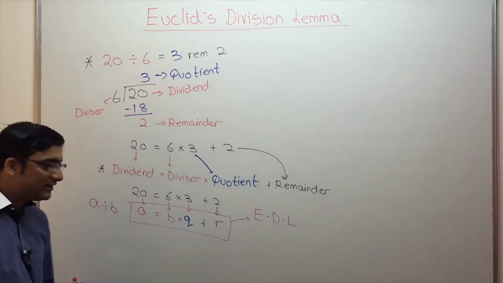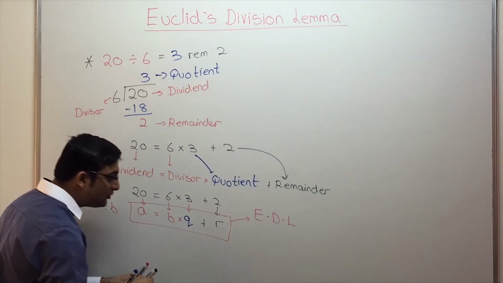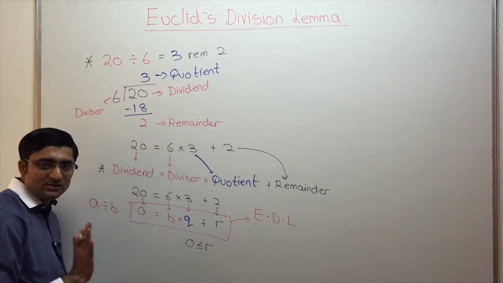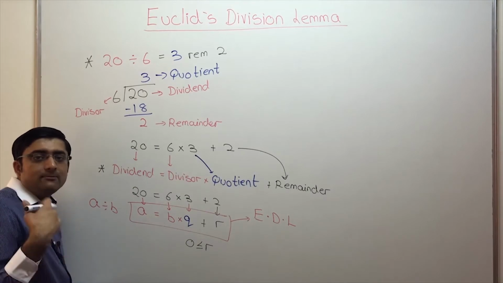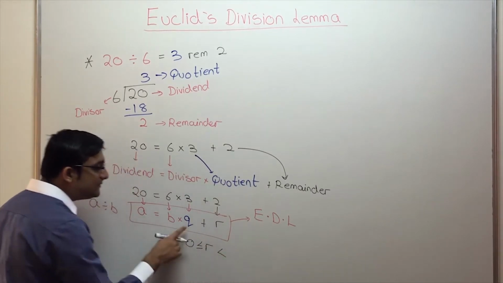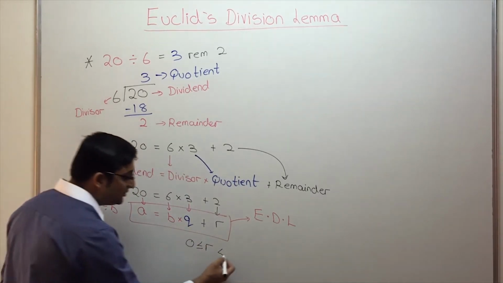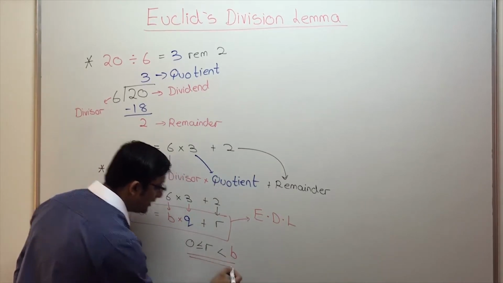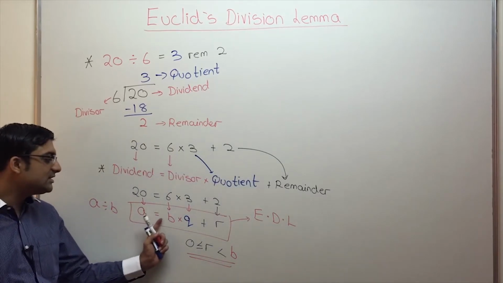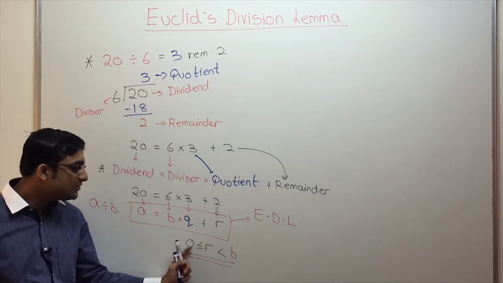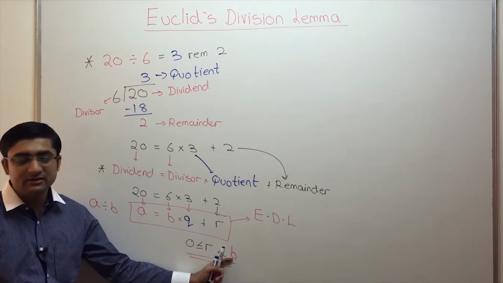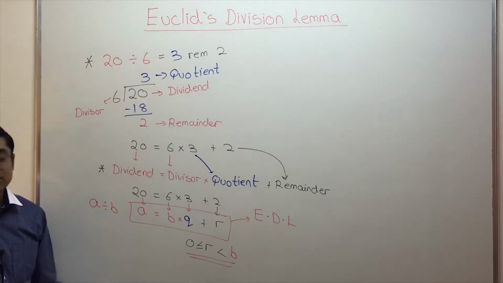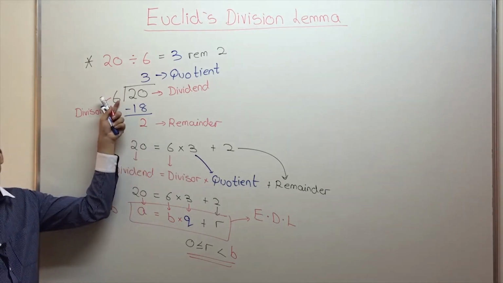Now the important thing over here is, what is R? Your remainder will either be 0, or it is greater than that. Now what is the maximum value of the remainder? It should always be less than the divisor, right? So it is less than B. A very important thing. For any two numbers A and B, A is equal to B into Q plus R, where the remainder is always between 0 and the divisor. Like over here, 20 divided by 6, the remainder is more than 0 but less than 6. So your remainder will always be less than the divisor.